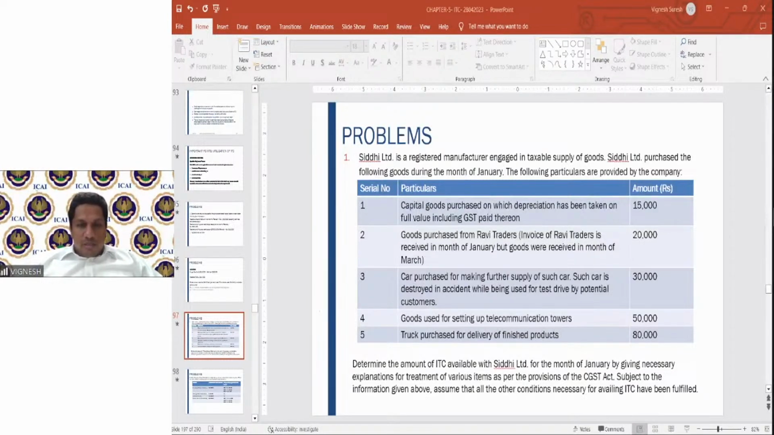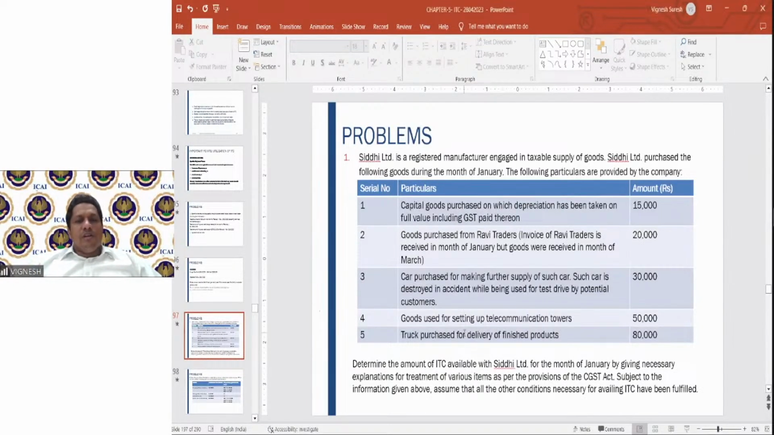So therefore, it is used for construction of immovable property. Therefore, construction of immovable property is blocked even when such goods are used in the course or furtherance of business. Therefore, in this particular case, telecommunication towers, you cannot claim the respective credit. I hope it is clear. Good.